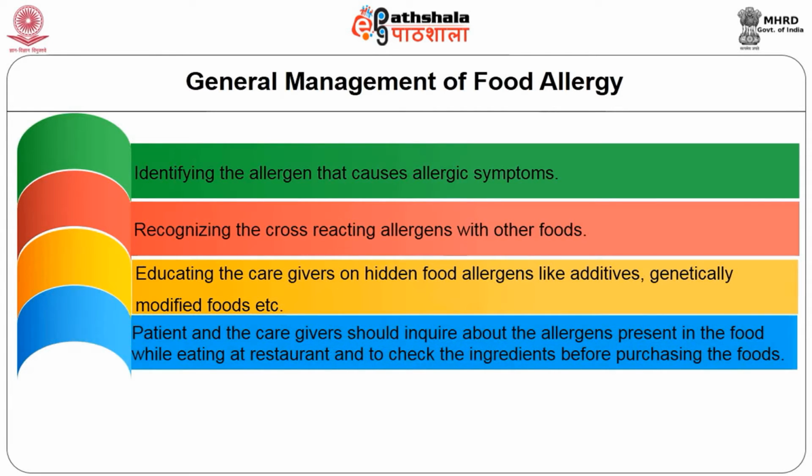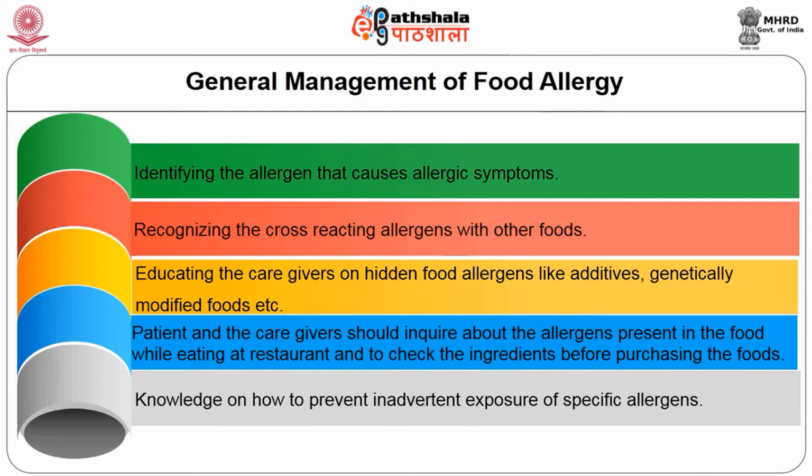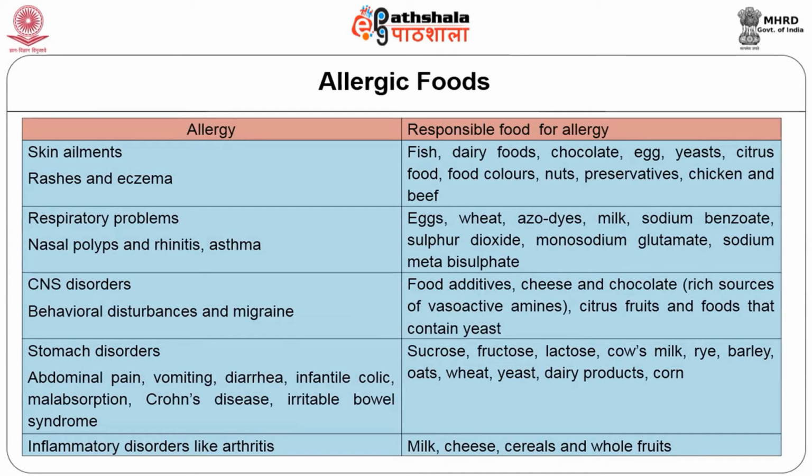Both the patient and the caregivers should inquire about the allergens present in the food while eating at the restaurant or at home, and check the ingredients before purchasing the food. They should also have knowledge on how to prevent inadvertent exposure to specific allergens. Intolerance is different from allergy. Though it may be less severe in nature, repeated consumption of some types of intolerant food may lead to complications. Some of the foods and the allergic reactions they cause are projected here.